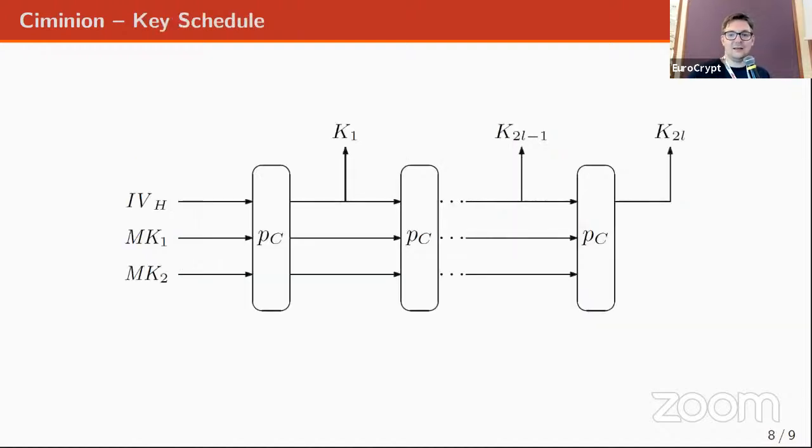And then finally, the key schedule. Starting from a master key, the round keys are derived using a sponge construction. The permutation used in this sponge construction is this PC. And this immediately shows why the key schedule is so heavy, because this PC was the one used to make sure that the degree is large enough.